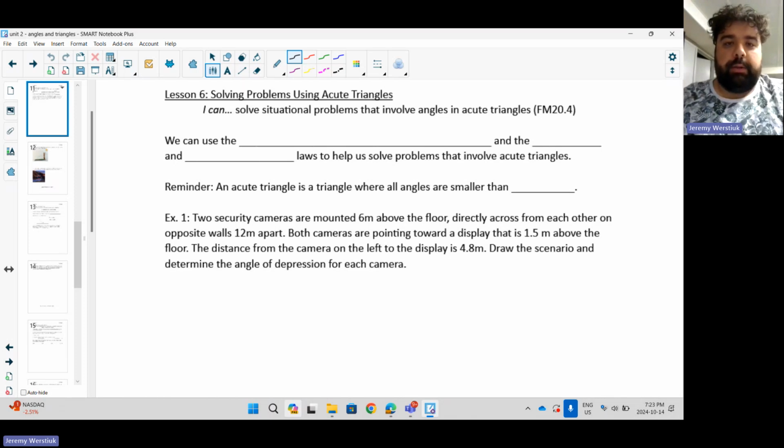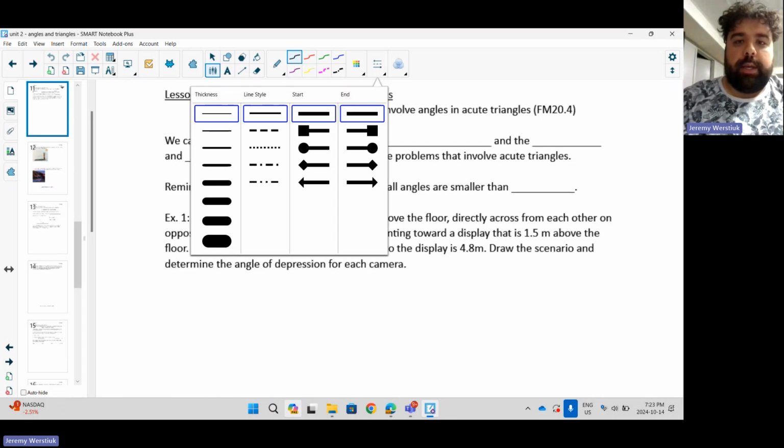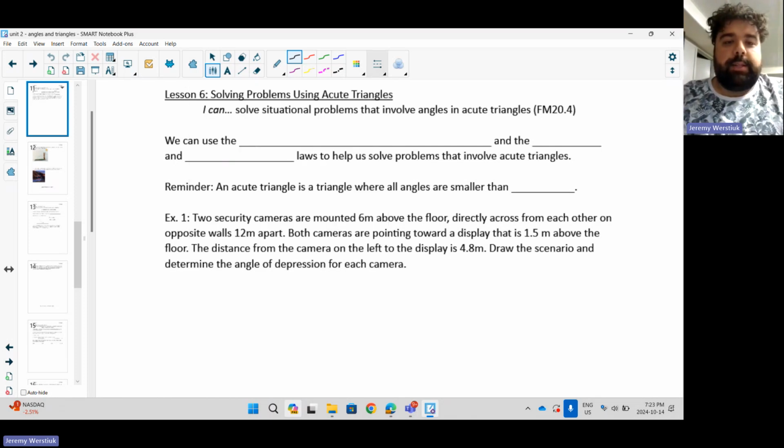So using those tools that we learned, so sine law, cosine law, as well as anything we learned in grade 10 or even previous years, like the Pythagorean theorem, that's all fair game, right? That's how math works every year, it sort of snowballs, builds on top of each other. So we have a lot of tools at our disposal here to help us solve situations and problems that involve triangles. So let's get this going here. The I can statement associated with this lesson says I can solve situational problems that involve angles in acute triangles.